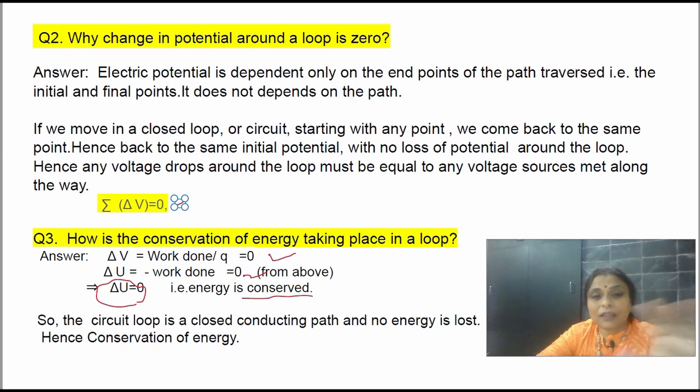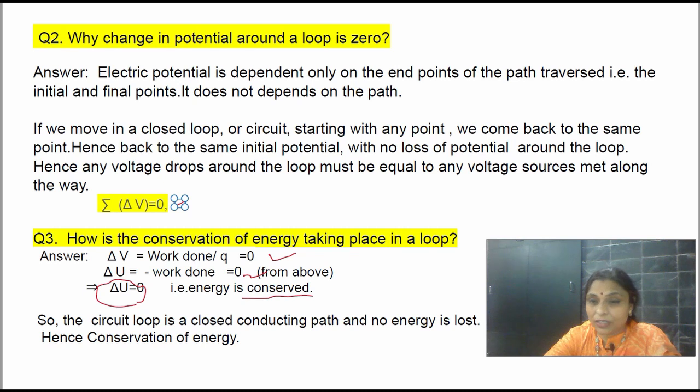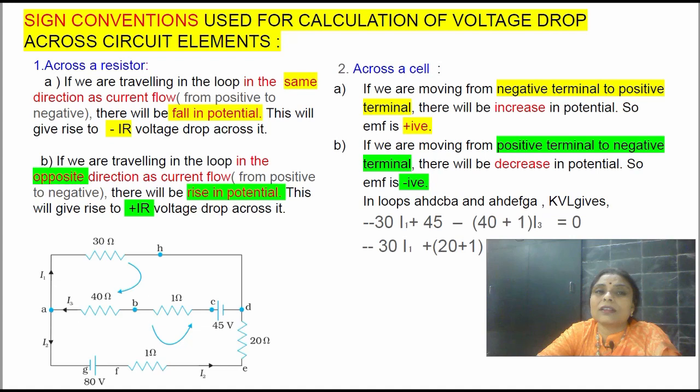So remember, in a nutshell, I will let you know once again. The second law tells you that if you go around in a loop, there is no change in potential difference. Whatever may be the potential across resistor, across cell, whatever comes in the loop, just write it down and put it equal to 0. That is the second law: delta V equals 0. And remember the first law, the summation of delta I at a junction equals 0. Let us now move to the sign conventions, whether you have to take positive or negative. This is for calculation of voltage drop across the circuit elements. This is for the second law.